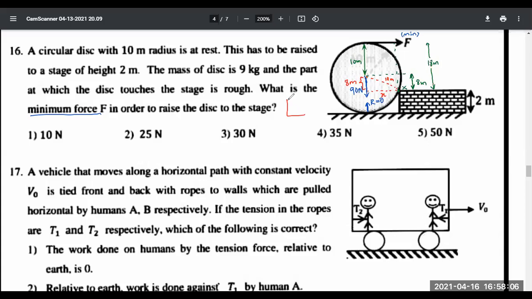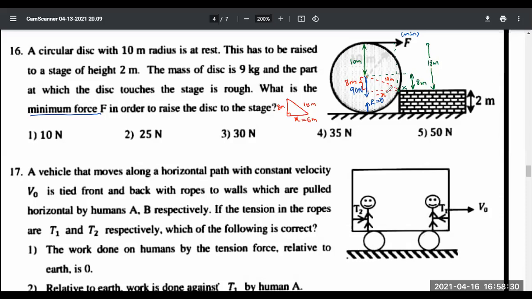this is 10 meters, this is 8 meters, and this is X. So can someone tell me what is X? Using Pythagoras theorem, you can find out it is 6 meters. 10 squared is 100, 8 squared is 64, 100 minus 64 is 36, square root of 36 is X. So this is 6 meters.